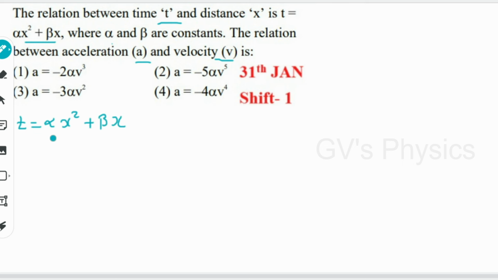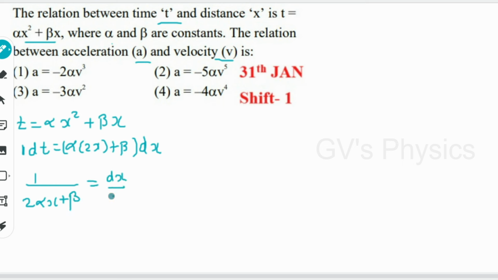We can do partial differentiation. On this side, I'm going to differentiate with respect to t. If you differentiate t, that becomes 1 into dt, and on this side, alpha into 2x plus beta becomes 1 into dx. If we cross multiply, 1 by 2 alpha x plus beta is equal to dx by dt, which is velocity. So velocity is equal to 1 by 2 alpha x plus beta. We found velocity, so this is equation number 1.